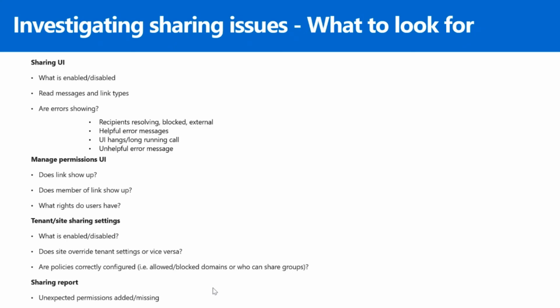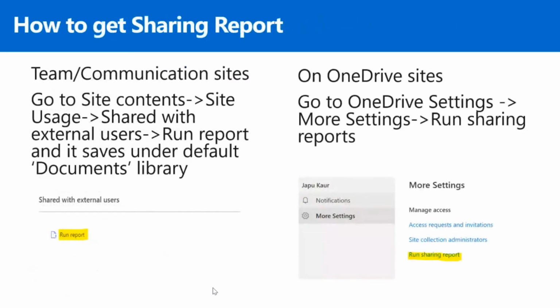So how do we really access the sharing report? Let me talk first about OneDrive, because it's pretty easy when it comes to OneDrive. All you have to do is go to OneDrive settings, then click on more settings. Once you're on more settings, click on run sharing report. Then it will ask where you want to save the report within the default documents library, which is the OneDrive library. You can either save it at the root, or save it in some folder. And then once you open it, you would see all the permissions listed out against resources for users or groups.